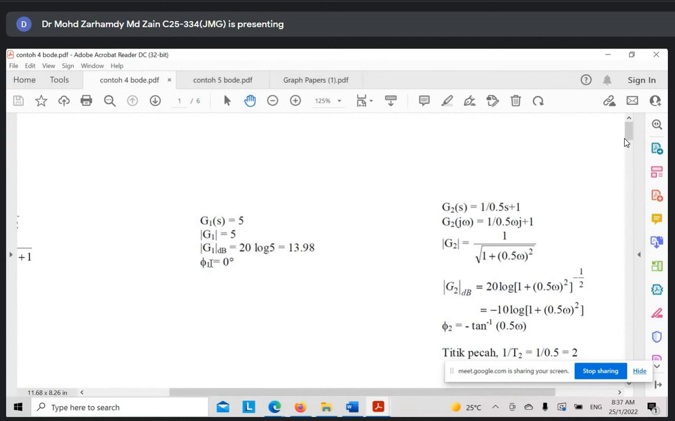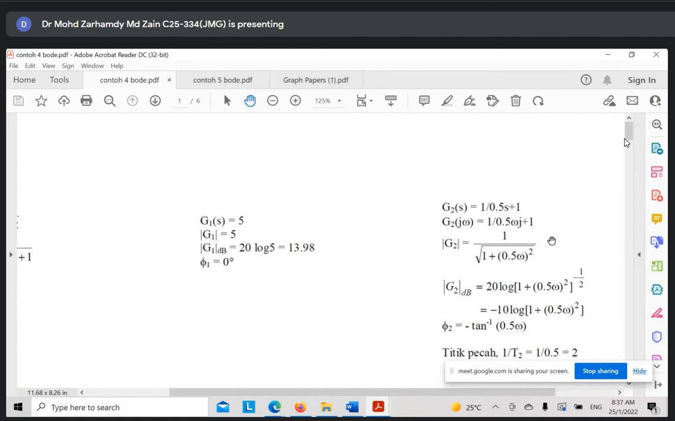So for the phase of G1, because this is a gain, the phase is 0. Kita tak ada, we don't have any phase. The angle of the value of gain. Okay. For G2 kita ada 1 over 1 plus TS.